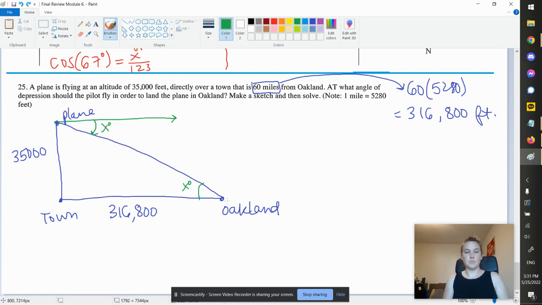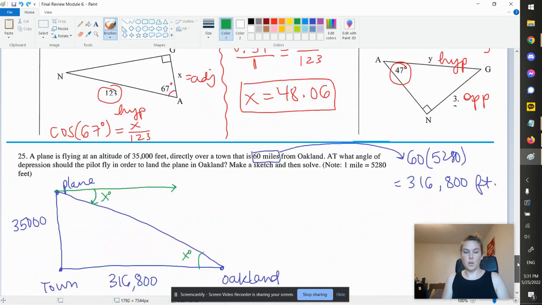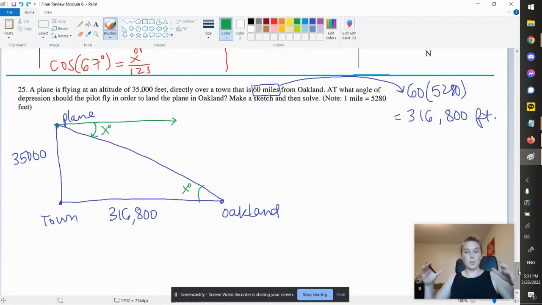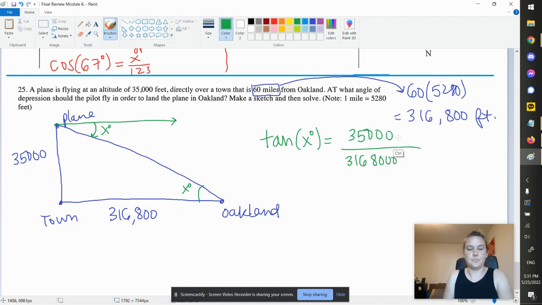All right. Then, in the same thing we just did right here on 24, now that we've got the picture, we can stop thinking of it as a word problem and start solving it like it's a triangle. We can say the tangent of angle x is 3,500 divided by 316,800. And I want to solve for x, so I need to use the tangent inverse.